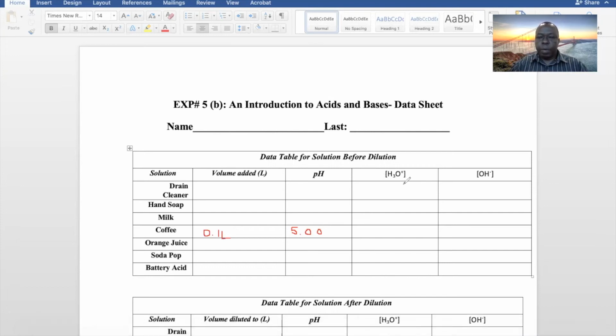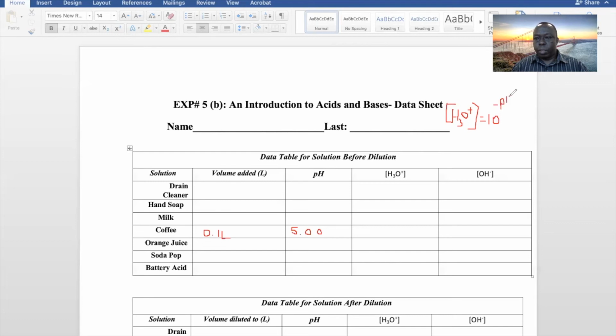Suppose I want to find the hydronium concentration, the hydrogen ion concentration, from the equation. Hydrogen ion concentration, H3O positive. It's hard to write with the mouse. I'm just gonna put that equals 10 raised to what? Negative pH. The pH value.